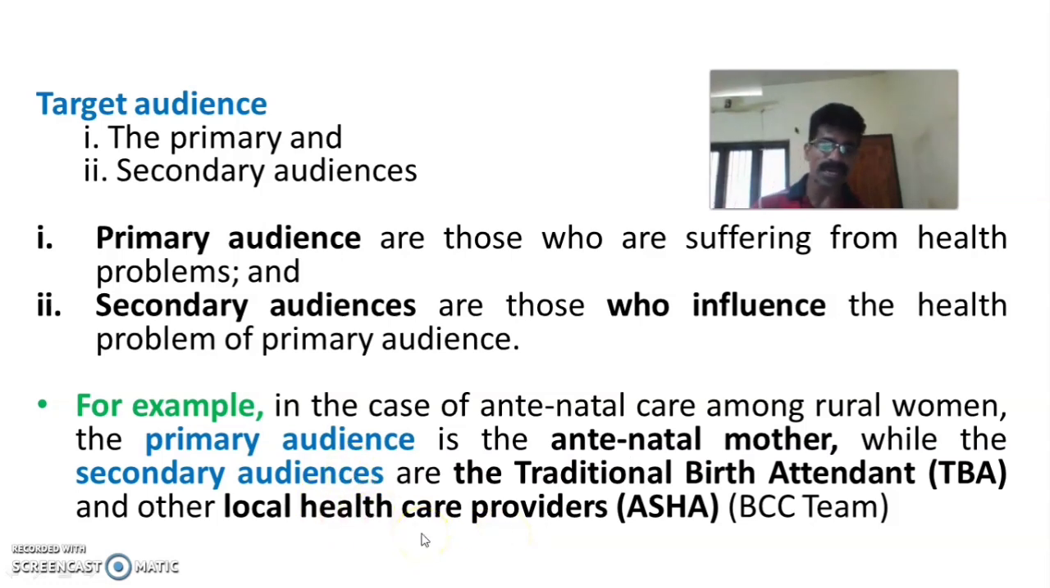While the secondary audience are the TBA, that is traditional birth attendant or the dai. They are the people having communication with the antenatal mothers, and therefore for them it is easy to communicate and change their behavior. Okay, so that is the secondary audience. Either they are the TBA or the other local health care providers in that community or in that ward. They are the ASHA, accredited social health activist. So these people generally are the team of the BCC, behavioral change communication team. So these are the 2 types of target audience, that is primary and secondary audiences. So we have to apply this BCC for both primary and secondary audience.